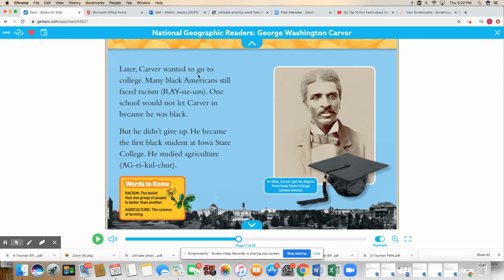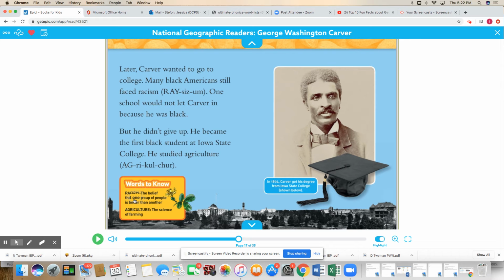Later, Carver wanted to go to college. Many Black Americans still faced racism. One school would not let Carver in because he was Black, but he didn't give up. He became the first Black student at Iowa State College. He studied agriculture. And if you look, the book gives us some words to know.